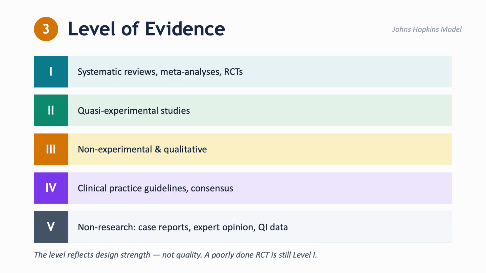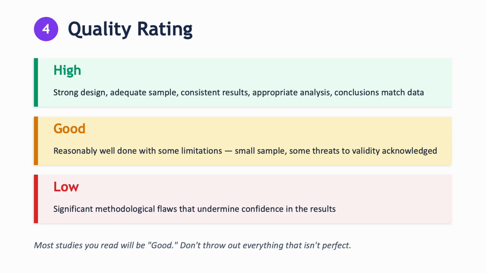Exactly. And furthermore, you can have a level I study that is an absolute disaster in terms of execution. A researcher might randomize patients, boom, it's level 1, but they only included 12 people. They lost half of them to attrition, and their measurement tools were completely unreliable. It holds the title of level I, but scientifically, it is garbage. Which perfectly explains why question 4 exists. What is the quality rating?